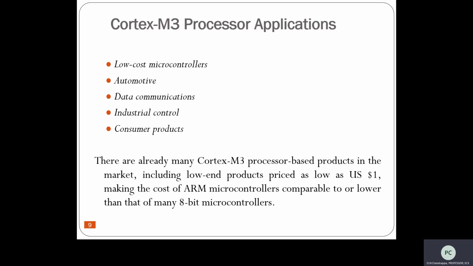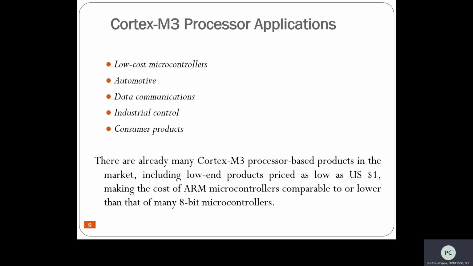This is the main application of the Cortex M3 processor. So now we come to the conclusion of the applications of the Cortex M3 processor. The Cortex M3 processor supports different areas or different domains of applications. We listed a few main domains, and in some areas some parameters are to be considered. One is low cost, second is automotive, third is data communications, fourth is industrial control, and then the fifth is consumer products.